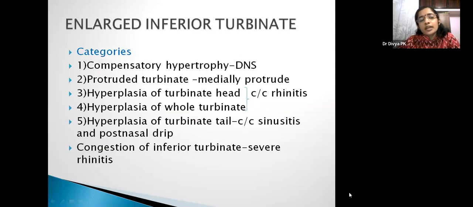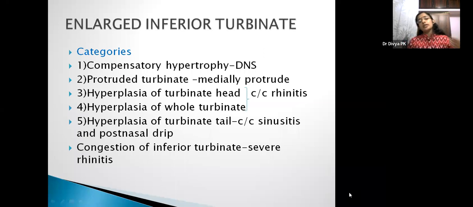The other most common condition is enlarged inferior turbinate, one of the most common causes of referral because of the appearance of a polyp. It can be due to compensatory hypertrophy in case of DNS, where there will be hypertrophy on the opposite side of the deviated nasal septum. Sometimes the turbinate may be protruding medially more into the nasal cavity, so it looks like an enlarged turbinate. And there can be hyperplasia of the turbinate head and whole turbinate associated with chronic rhinitis, and in chronic sinusitis due to postnasal discharge, there may be hyperplasia of the turbinate tail. All these will cause congestion of the inferior turbinate associated with severe rhinitis.